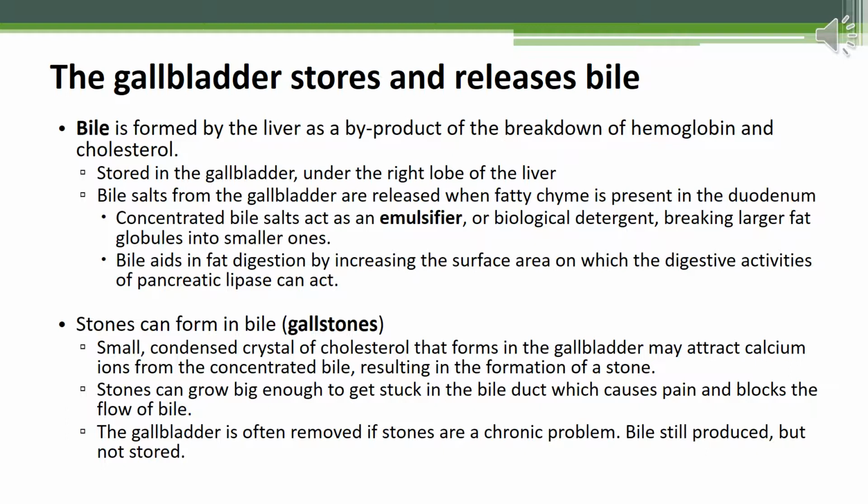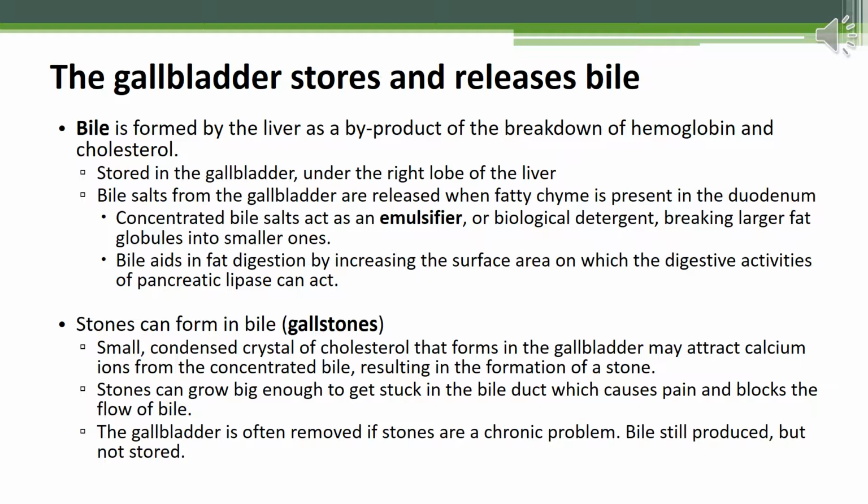And the bile is then stored in the gallbladder, which is under the right lobe of the liver. Bile is released from the gallbladder when fatty chyme is present in the duodenum of the small intestine. And these concentrated bile salts act as an emulsifier, or biological detergent, which breaks down the large lipid globules, or these droplets of fat, into smaller ones. And that's what emulsification is, and you might want to write that down. But it's when we break these large fat globules into smaller ones so that they can be transported into the lacteals within the small intestine.